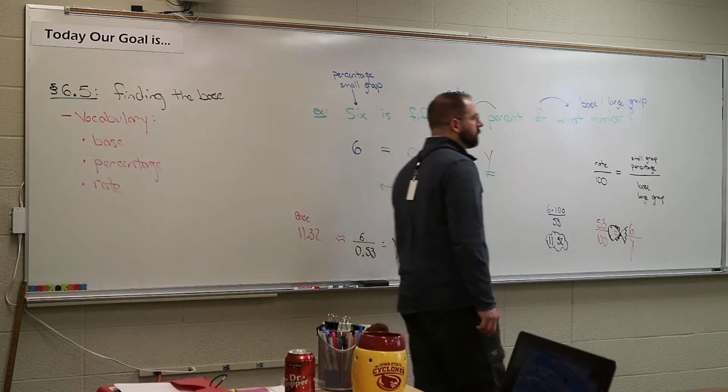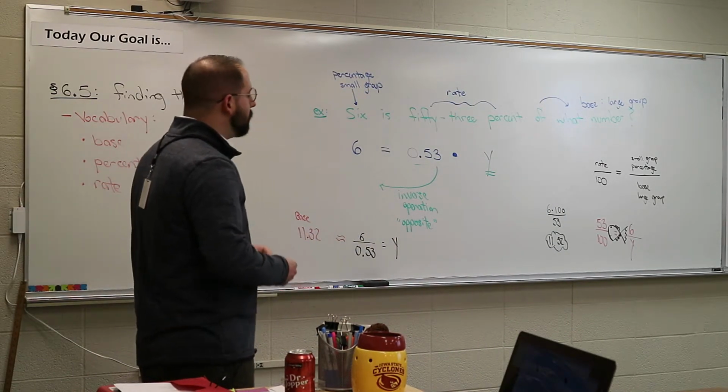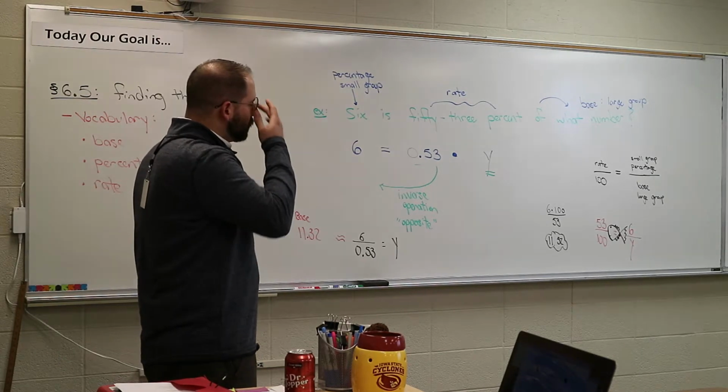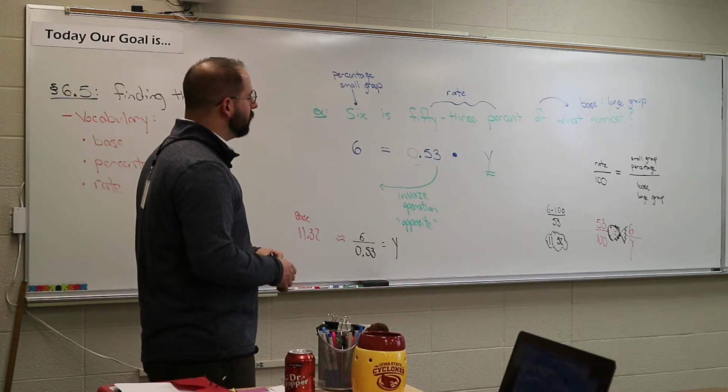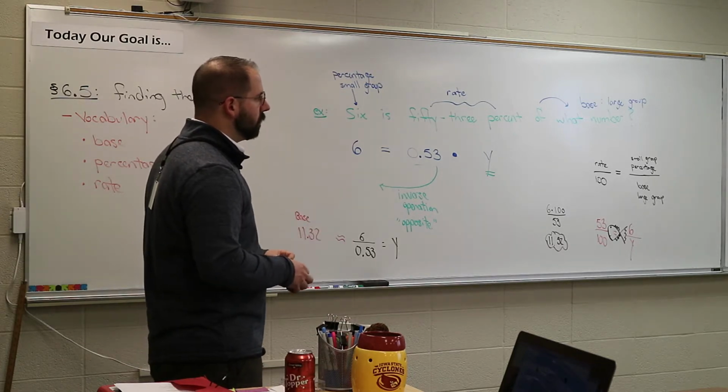Am I correct? Am I correct on how that works? So if you type it in your calculator, go. Type it in, 6 times 100, divide by 53, check that it is giving you the correct number. Oh, I already checked, and you're correct.